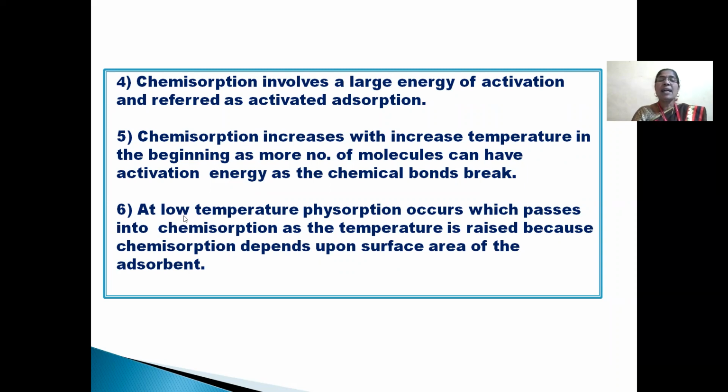Number 6, at low temperature, physisorption occurs, which passes into chemisorption as the temperature is raised. That means whenever temperature increases, physisorption gets converted into chemisorption, because chemisorption depends upon the surface area of the adsorbent.